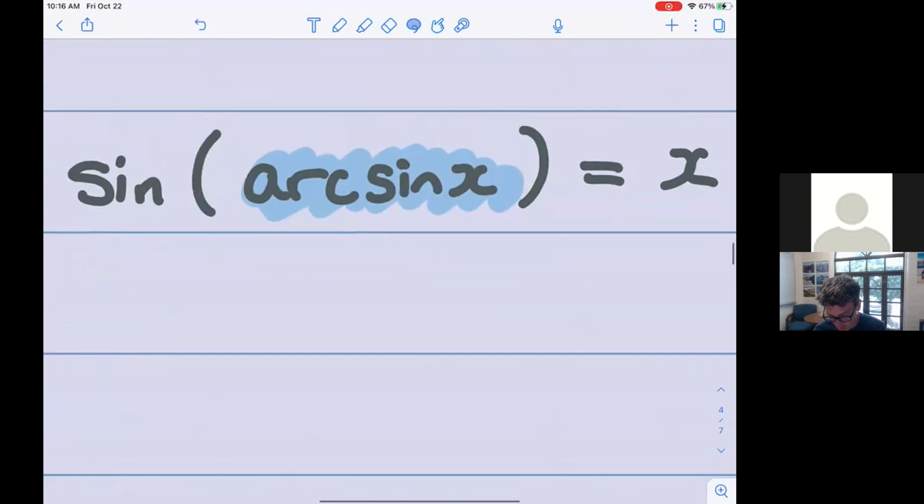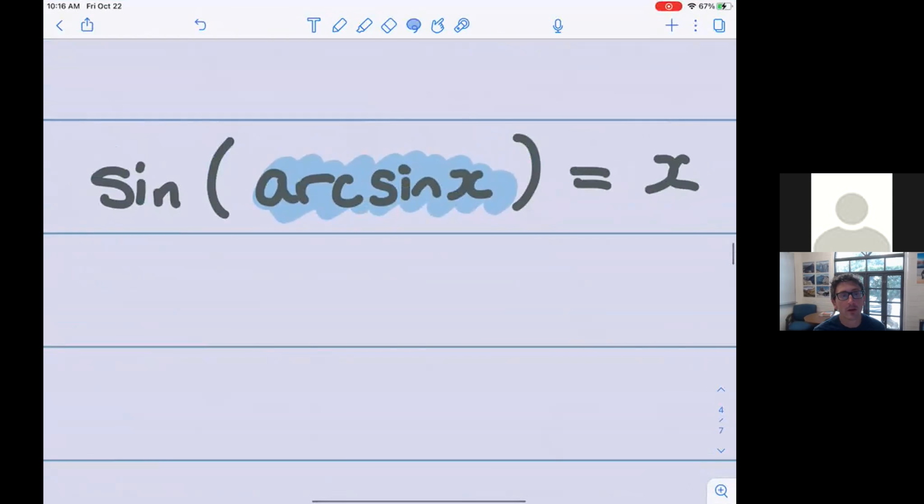I'll just zoom in on it. We're going to start with this equation: if we do the sine of arcsine, we're going to get back x. This is kind of the definition of arcsine, that it's what undoes the sine function, what are called inverses of one another.